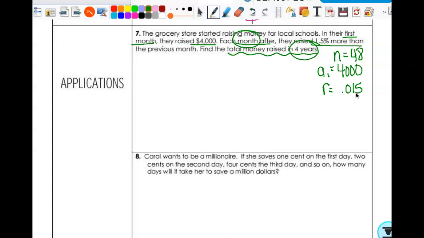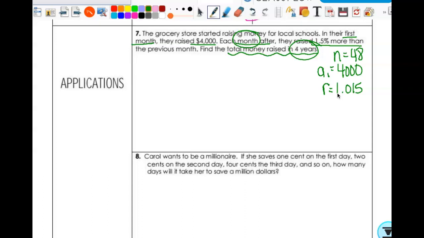What if I was to tell you that is not correct? It's what? 1.015. If I take $4,000 and I multiply it by 0.015, that tells me how much more I raise the next month, right? It doesn't tell me how much I raise that next month. Because the next month I raised 4,000 plus that extra, right? So each month you're actually getting 101.5%. Does that make sense to you? An increase of 1.5% is 101.5% of your previous month. So that's why, yes, this should be 1.015. Good catch. Okay. We good with that?